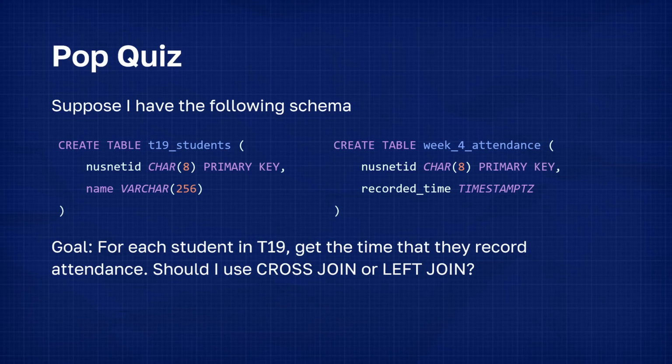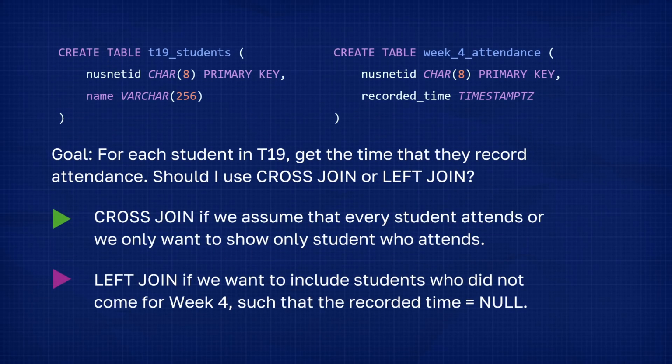Actually, there are no wrong answers here because I set this up as ambiguous as possible. Two answers are possible. Under the condition that we assume every student actually comes to the class, then every student will be mapped to the attendance, and I can use cross join. But that is under the assumption that every student attends. Or, if the goal of my application is to see only those who attend, what are the recorded times, then that is the moment I use cross join. But if I want those who don't come to be null, then that is the moment I have to use left join.